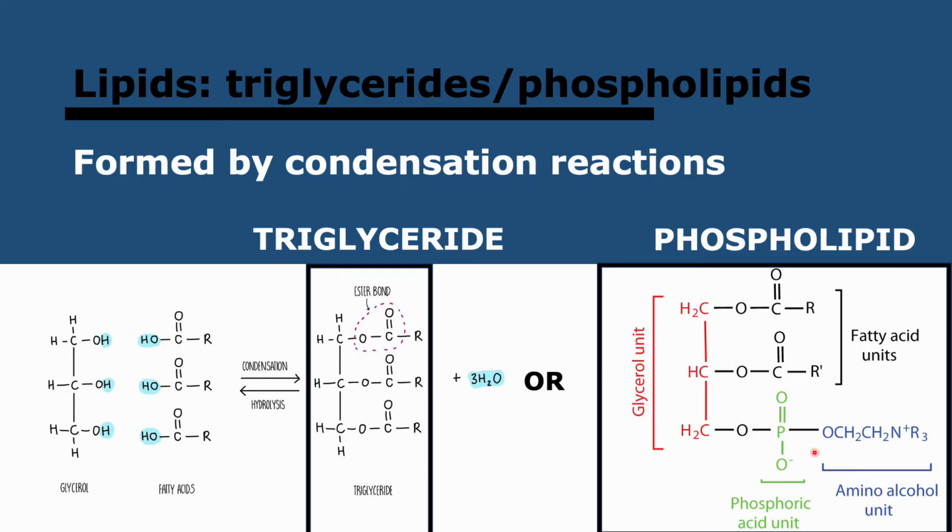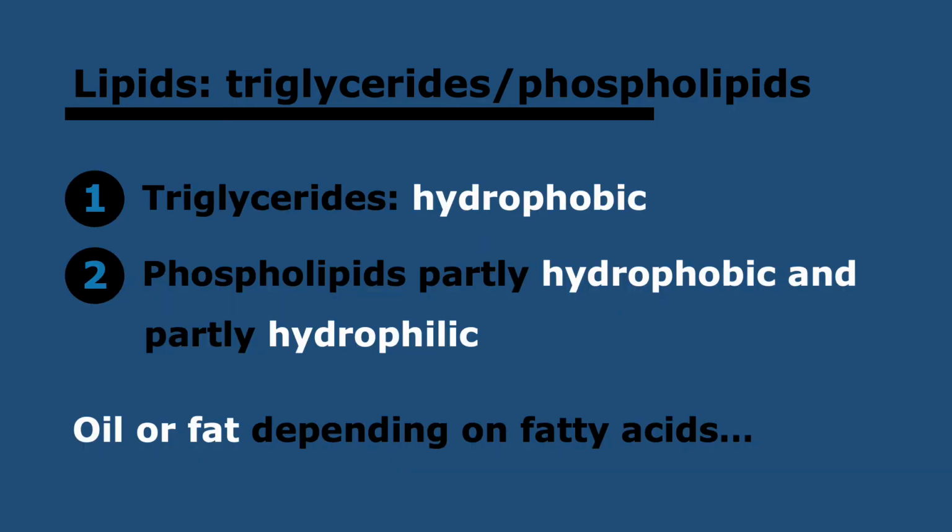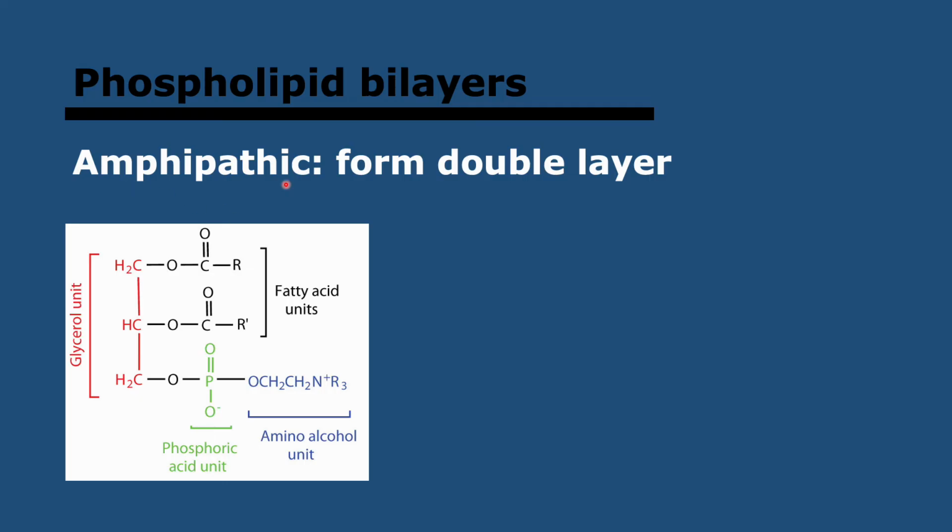This phosphate head. What's interesting about this phospholipid is that it actually is partly hydrophobic and partly hydrophilic. So what I said before is not completely true. So we'll look at that in a sec. So as I said, triglycerides are completely hydrophobic, but phospholipids are partly hydrophobic, partly hydrophilic. That's called amphipathic. So when something is hydrophobic and hydrophilic, it's amphipathic. That's a key term to remember.